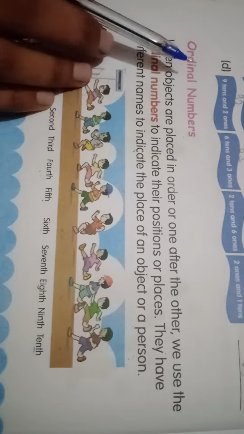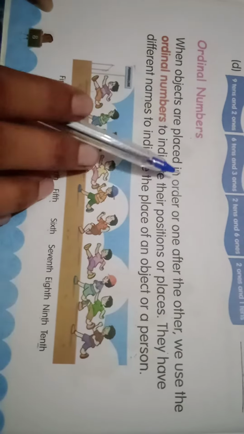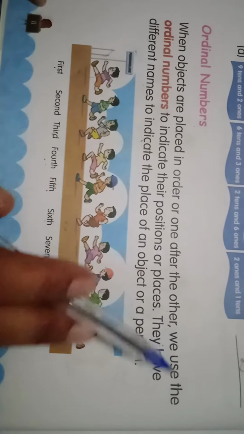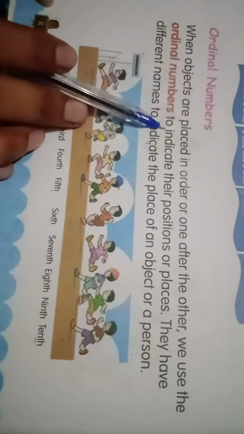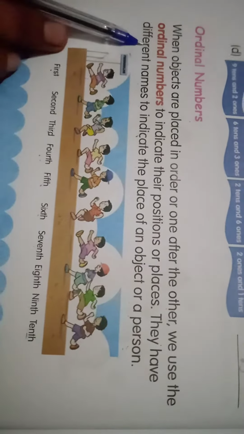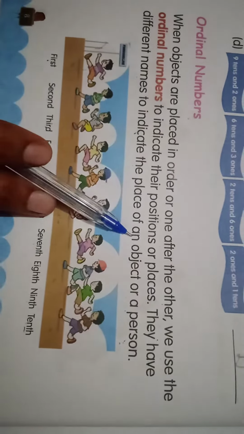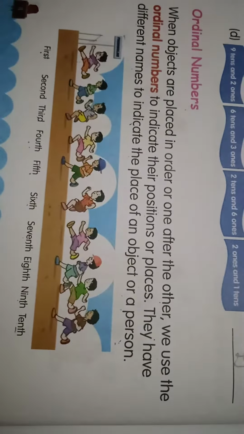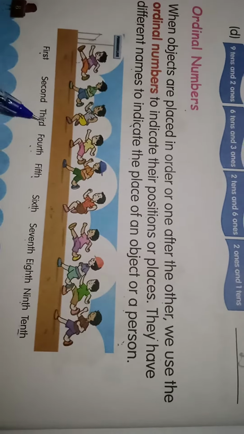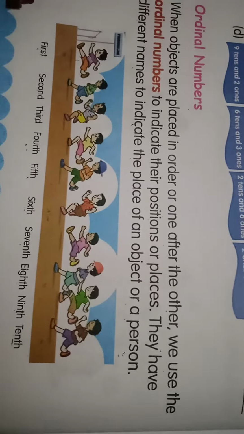Our topic is ordinal numbers. When objects are placed in order or one after the other, we use the ordinal numbers to indicate their positions or place. They have different names to indicate the place of an object or a person. Ordinal numbers are 1st, 2nd, 3rd, 4th, 5th, 6th, 7th, 8th, 9th, 10th.